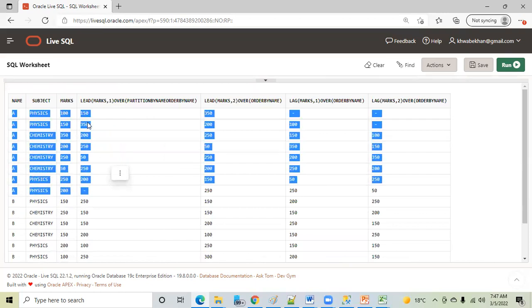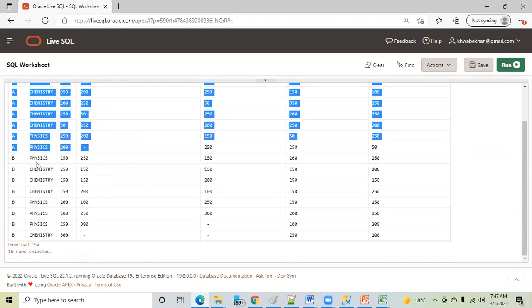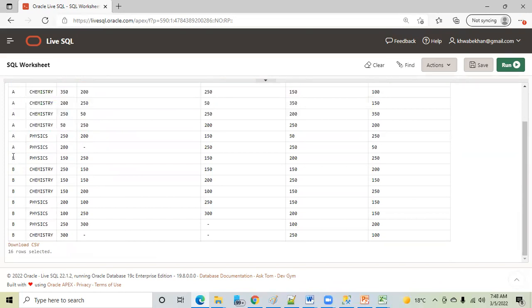So what is happening here? This was lead, so it has moved one space up. 150 is here, 350 is here, 200 is here. It is jumping one step up because it is lead and I have written one here. 250 up, 50 up, 250 up, 200 up. Now here it has stopped. Why? Because I've given partition by name, so it will make a segregation based on the name. For A, it will first do all the operations; once that is done, it will pick B, the next record.